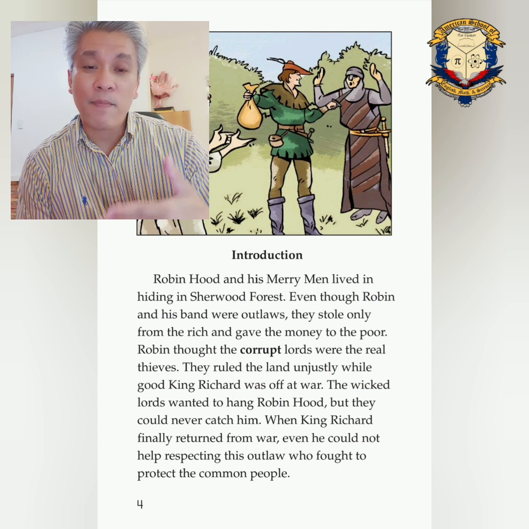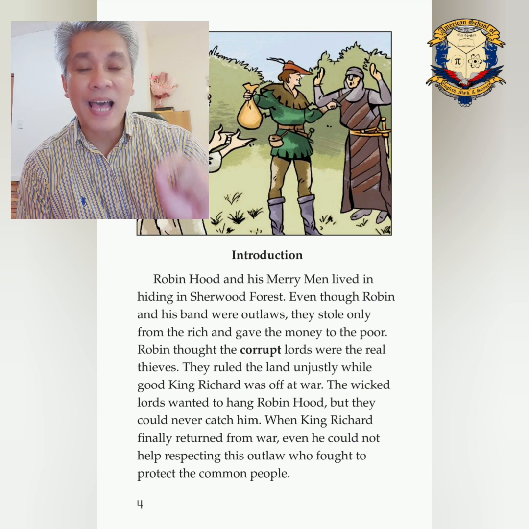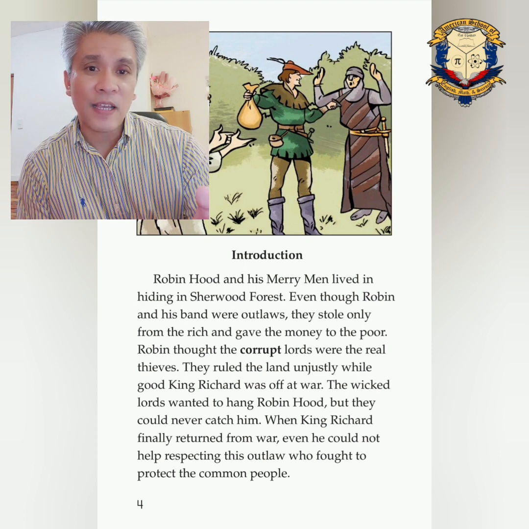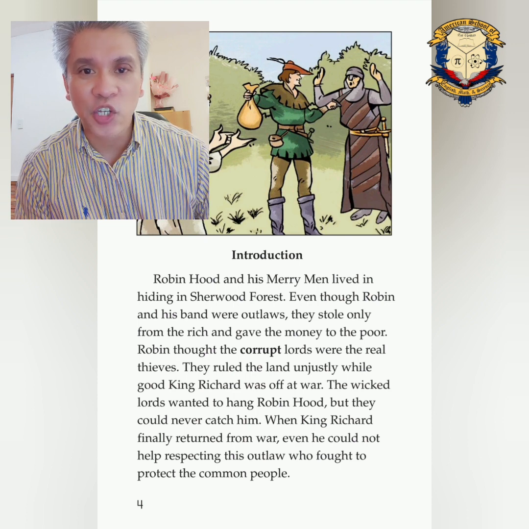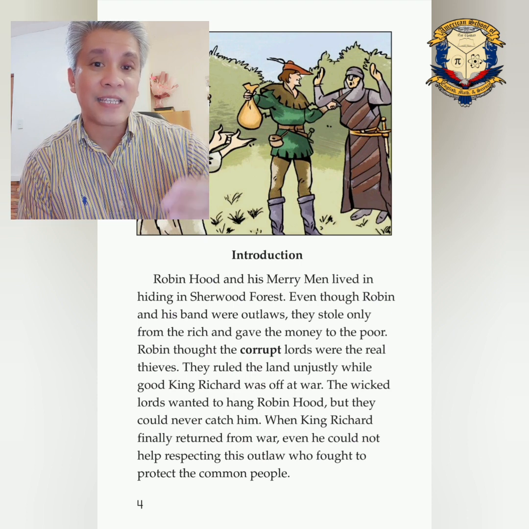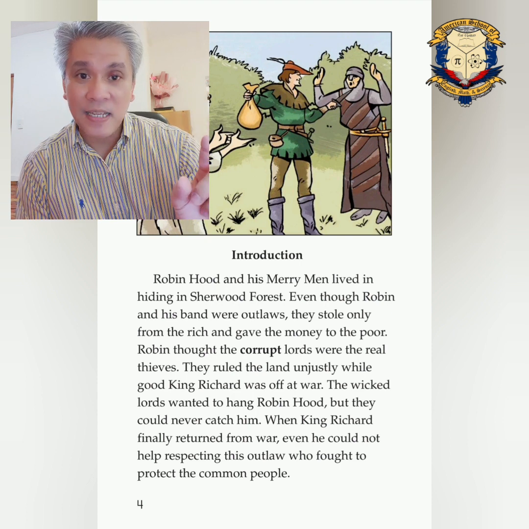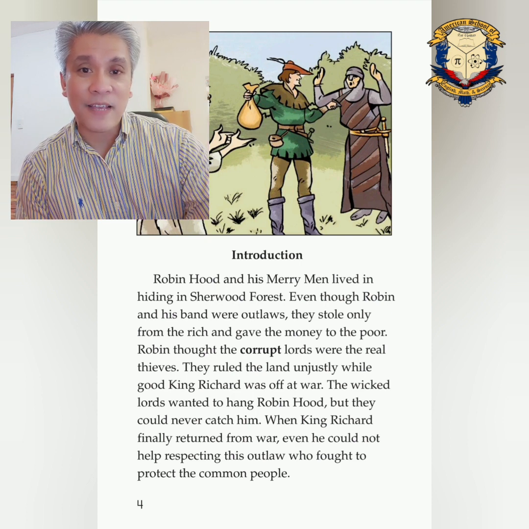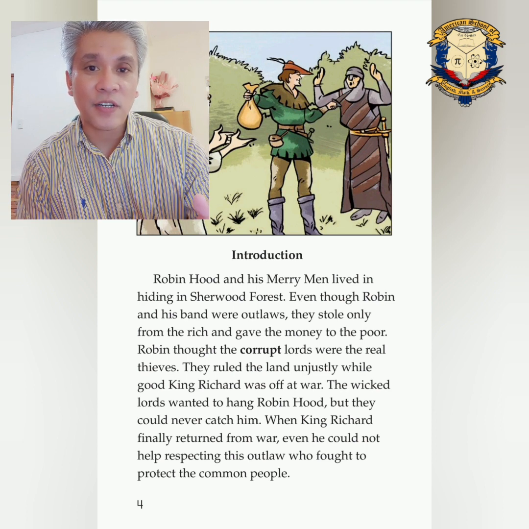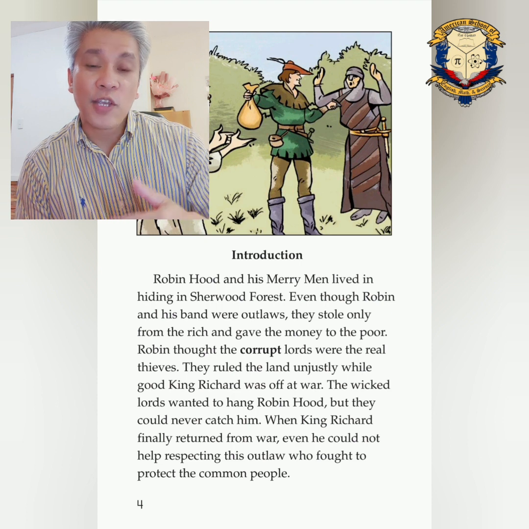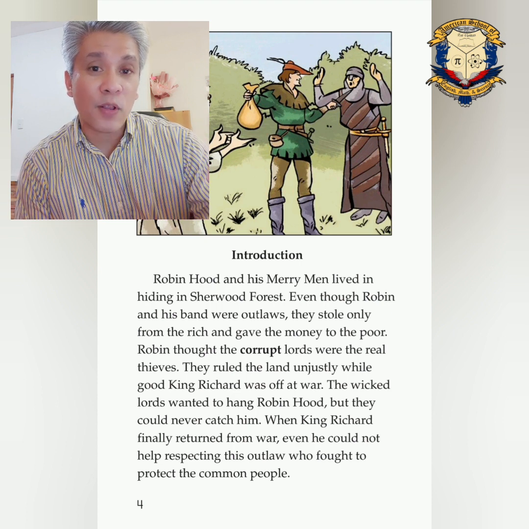Another thing that you can point out is ask the students at this time, they can determine what kind of a character Robin Hood is from the information that is given on that page. So you can ask your students, based on the information that is given on this page, what kind of a character is Robin Hood? You can also ask what kind of a character or what kind of people are the lords.